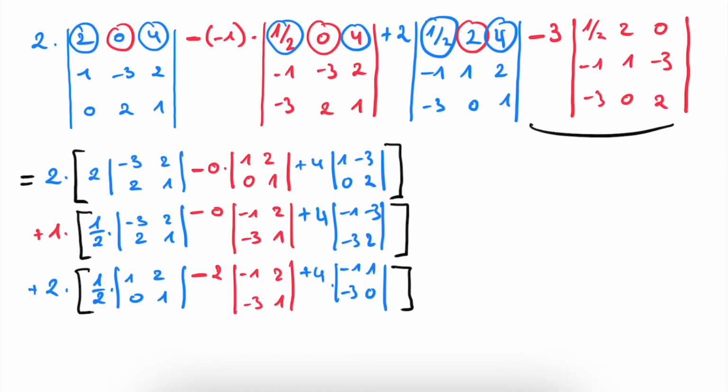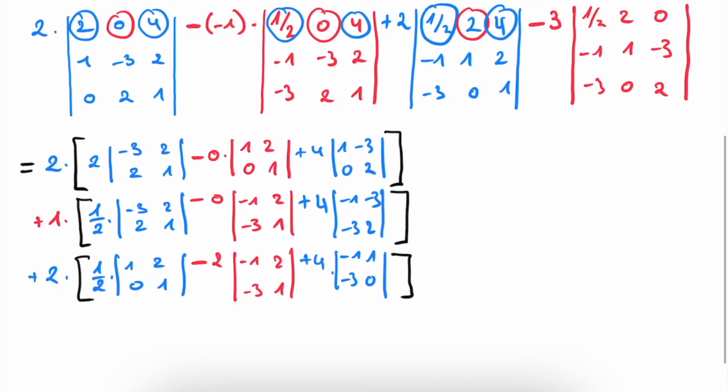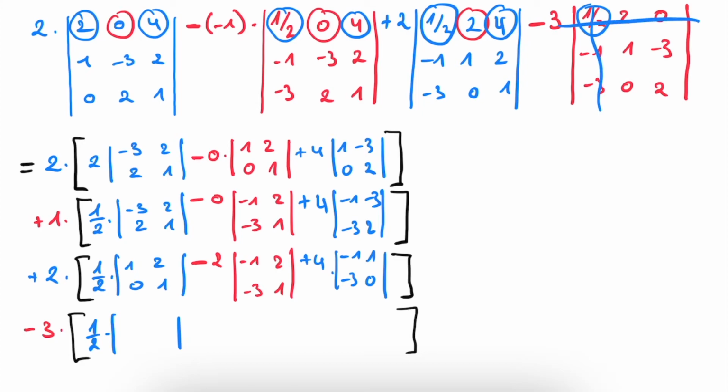Now to get to the last term, we have this -3, which is important to remember that we have to take with us the minus sign. So we have -3 times the determinant of this 3 times 3 matrix, which is 1/2 times the determinant that remains if we remove this column and this row, which is these 4 numbers. So we get the determinant of 1, minus 3, 0, 2.